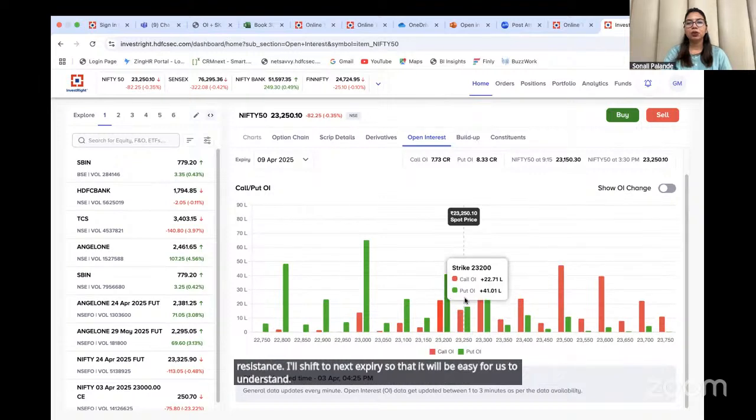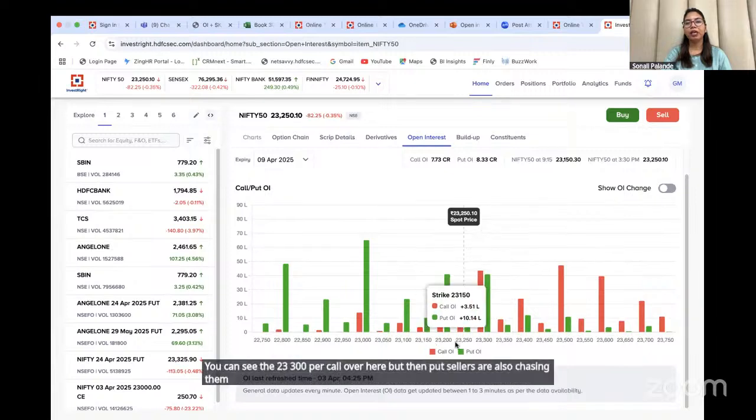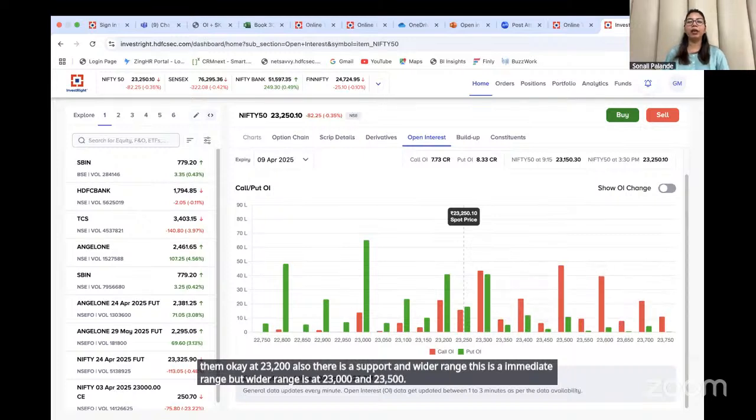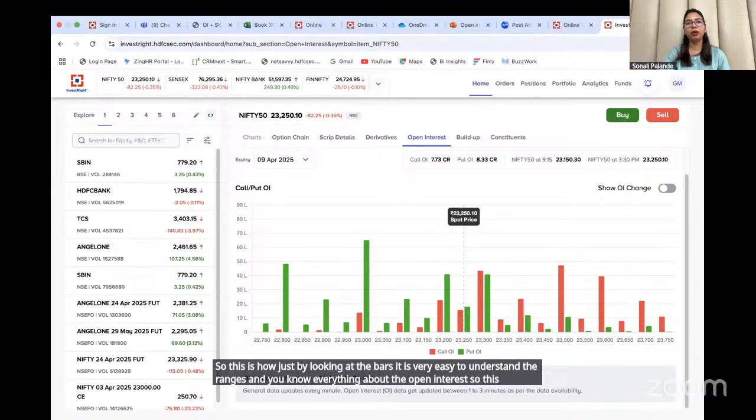Okay, so you can see, in the analysis we did earlier, there is call writing at 23,300, but then put sellers are also chasing them. Okay, at 23,200 also there is a support, and this is an immediate range, but the wider range is at 23,000 and 23,500. So just by looking at the bars, it is very easy to understand the ranges and everything about the open interest. So this is the shortcut for your option chain.